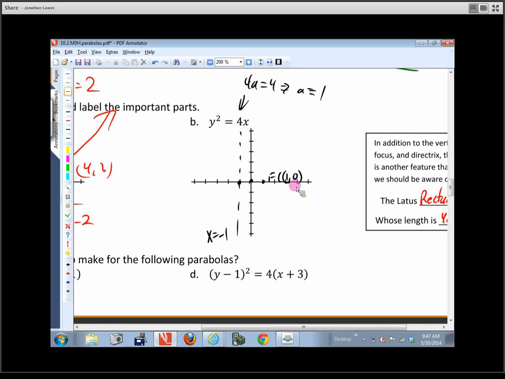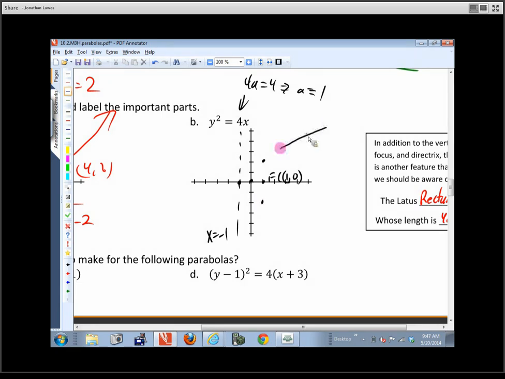Okay, and listen very carefully. How long is the latus rectum? 4. That number right there is the length of the latus rectum. So the latus rectum is 4 units long. How far do I go in each direction? I only go 2 in each direction. So I'm going to go up 2 right here, down 2 right here.